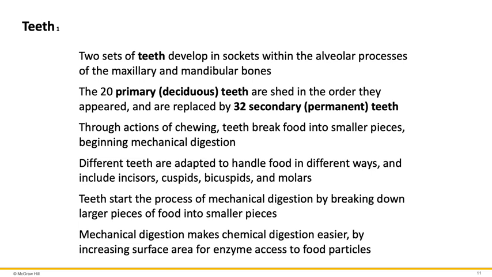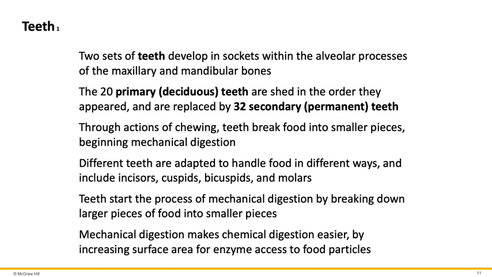There are two sets of dentitions, or teeth. You have deciduous teeth. There are 20 of them. They start to appear at age 6 to 32 months, and they start to disappear between age 6 to 12 years. And then there are permanent or secondary teeth. There are 32 of them. They start to appear at the age of 6 all the way to adulthood.